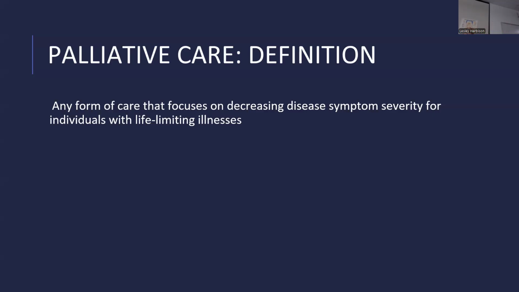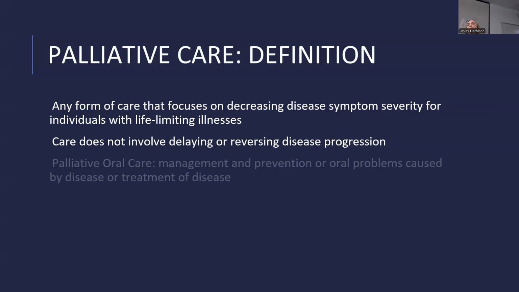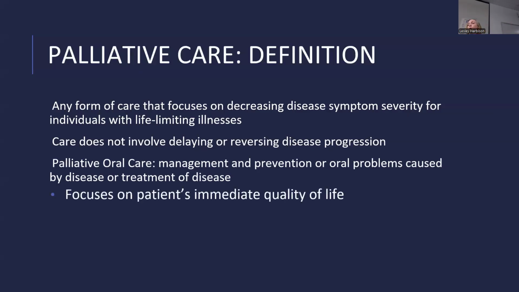So decrease symptom severity for individuals with life-limiting illness. Care does not involve delaying or reversing disease progression. So it's not aggressive. It's not trying to remove all the disease in the mouth. It's just trying to keep things comfortable for the patient. Palliative oral care is management and prevention of oral problems caused by disease or treatment of disease. So we're just managing what's there and trying to prevent things from getting worse. That's the take-home point. Focus on patients' immediate quality of life.